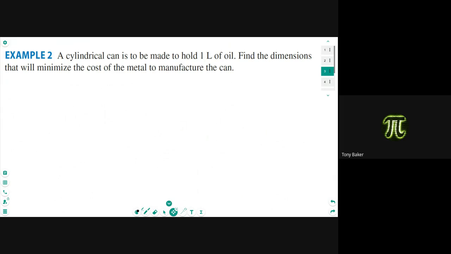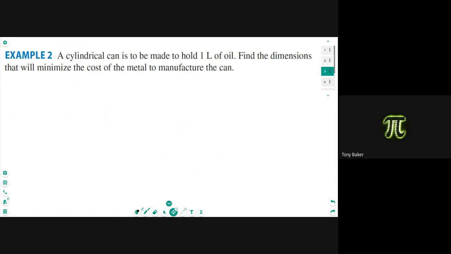A cylindrical can is to be made to hold 1 liter of oil. Find the dimensions that will minimize the cost of the metal to manufacture the can. So if we're looking to minimize the cost, in essence, we're looking for the least amount of material, right?